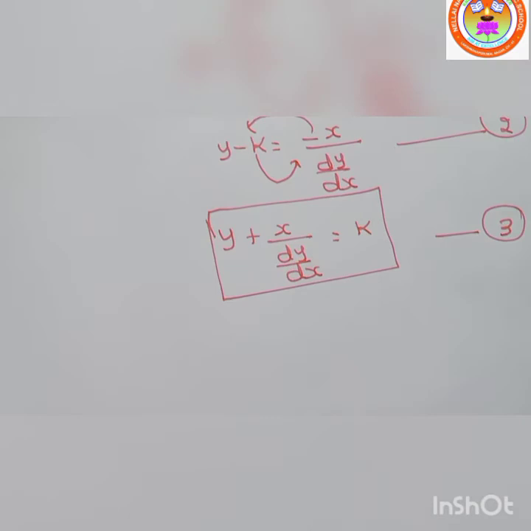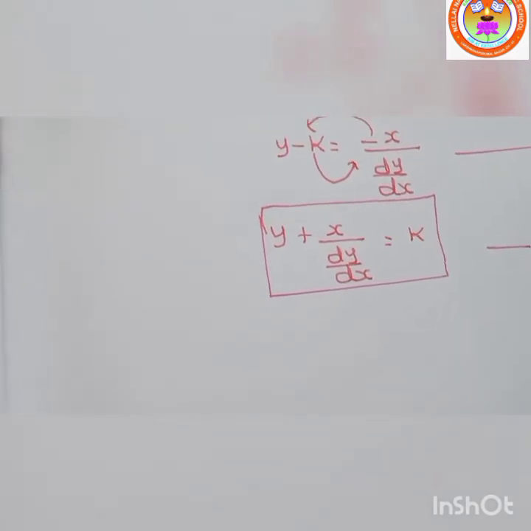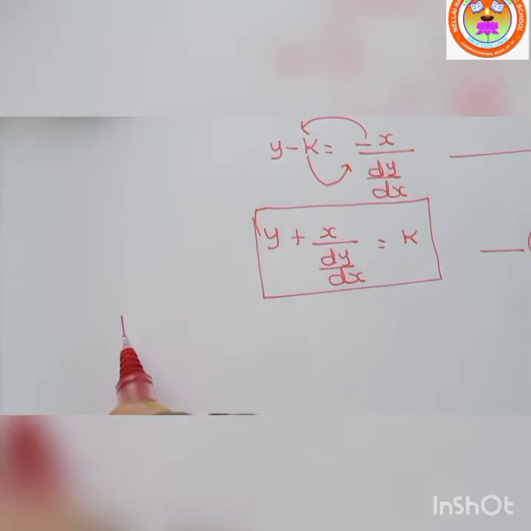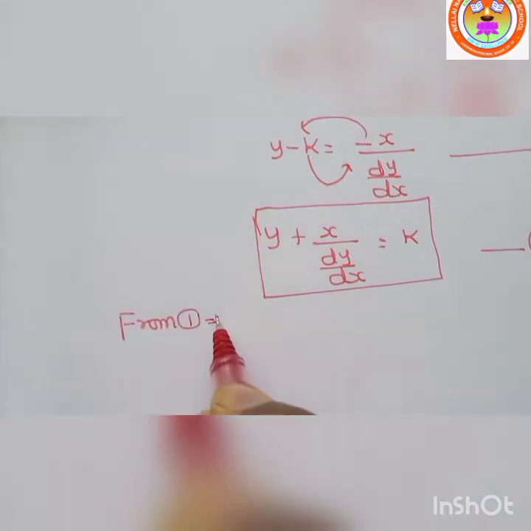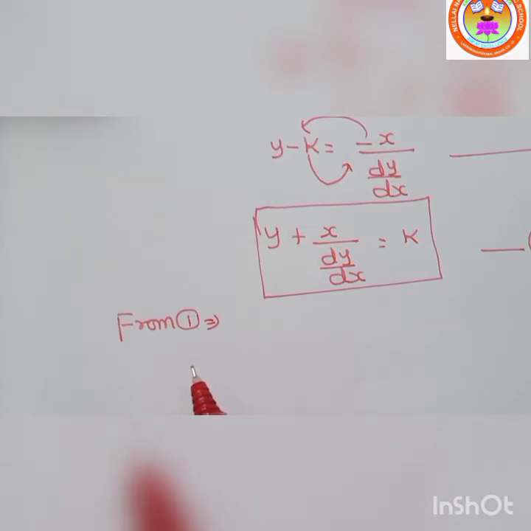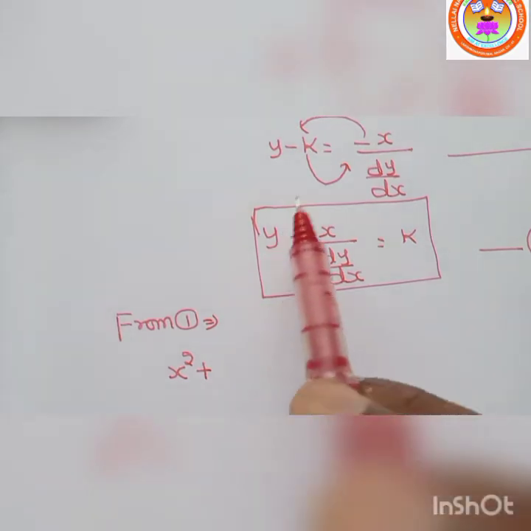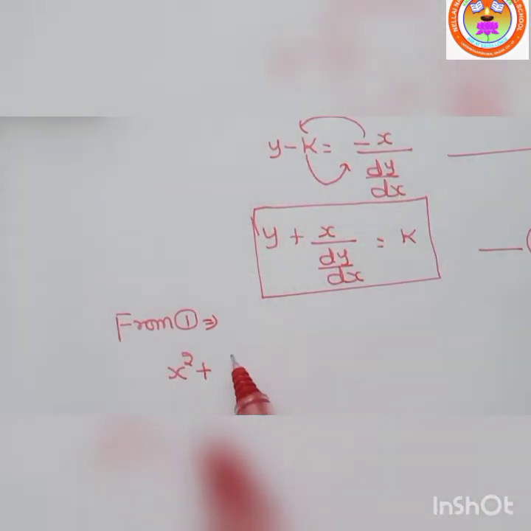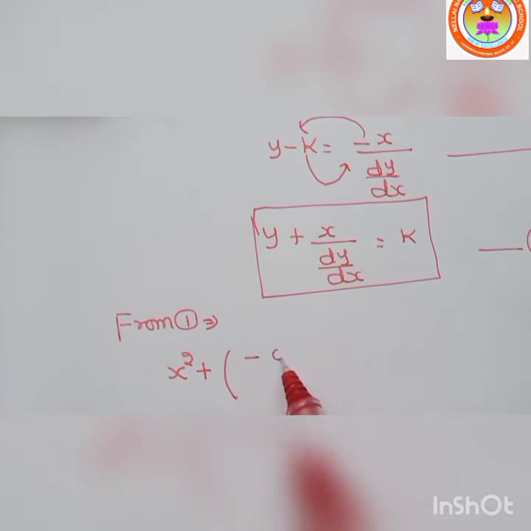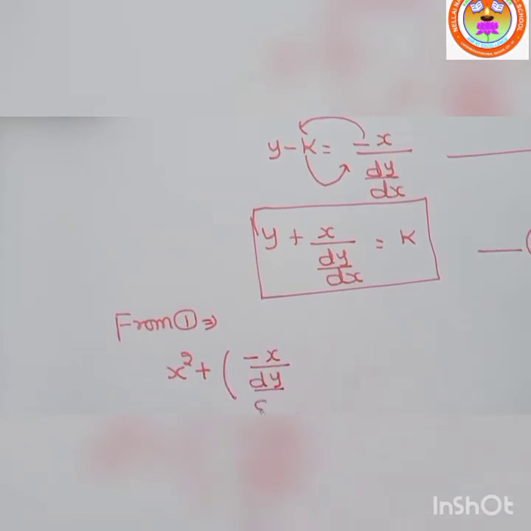Now substitute in equation number 1. From 1, the first equation is x square plus (y minus k) the whole square equal to r square, where y minus k is minus x by dy by dx.